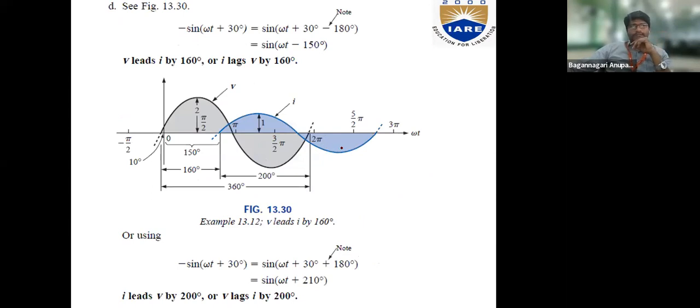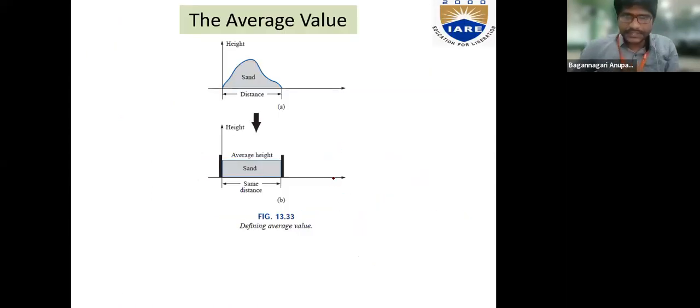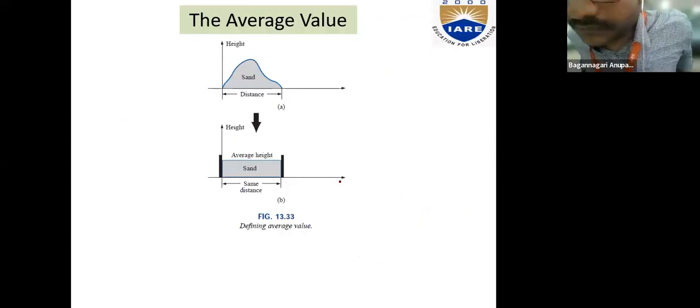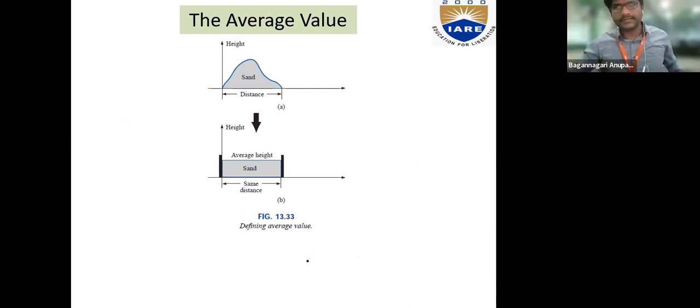Done. We'll learn about the average and RMS values in the next class. Tomorrow we have the lab in the afternoon. For the first 1.5 hours we'll be talking about the lab for a theory subject, and next we will be talking about the lab. Is that okay for today? Any doubts?